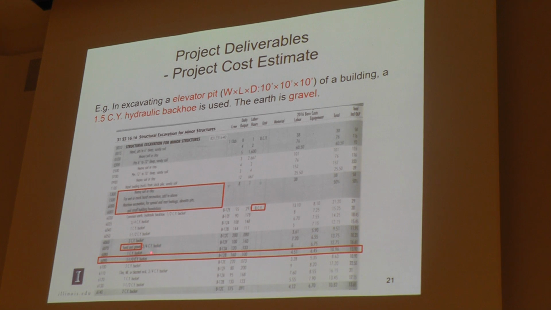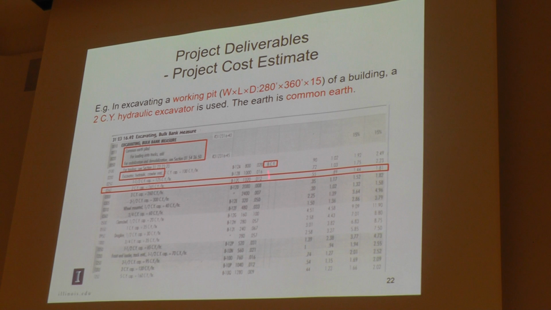item under this tab. And we can see the backhoe is 1.5 cubic yard. Then we found the backhoe 1.5 cubic yard. We will be using the daily output and the material, labor, and equipment cost for this cost item. Okay, any questions? All right.